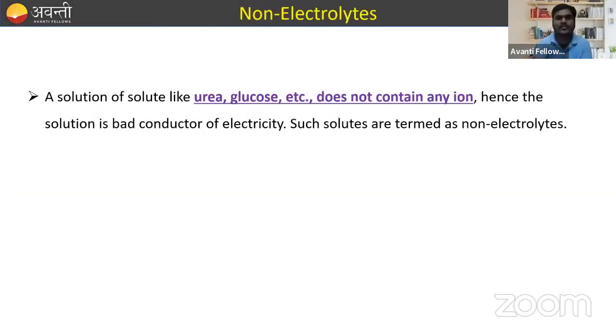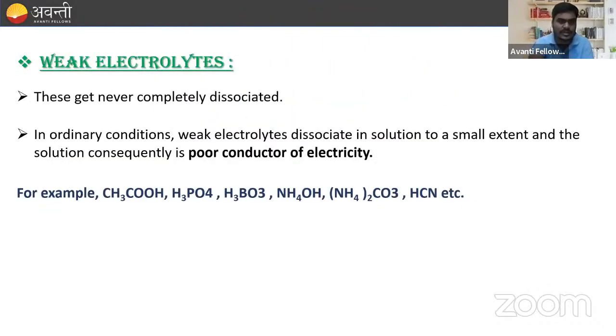On a similar basis, how do we define a non-electrolyte? A solution of solutes like urea, glucose, etc. does not contain any ions. Hence, the solution is a bad conductor of electricity. Such solutions are termed non-electrolytes.